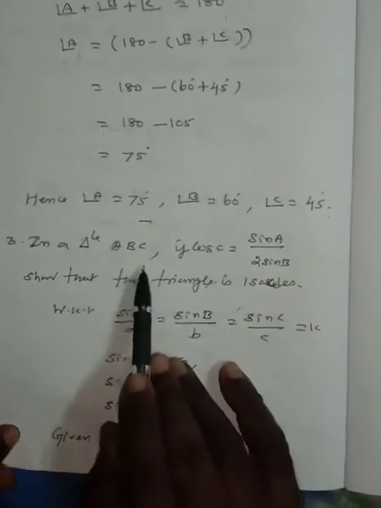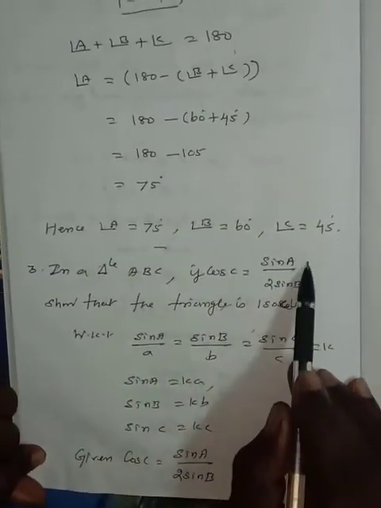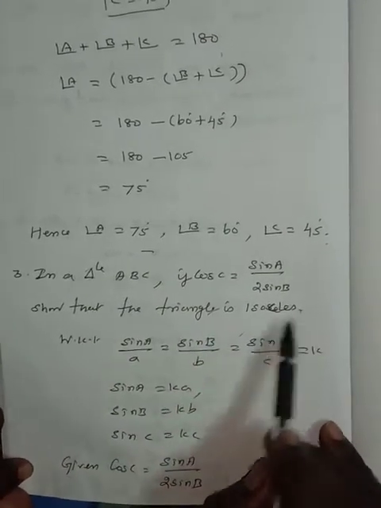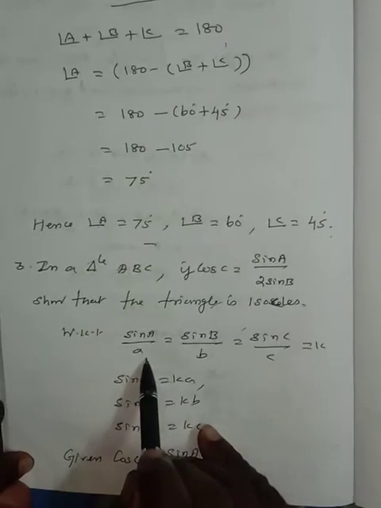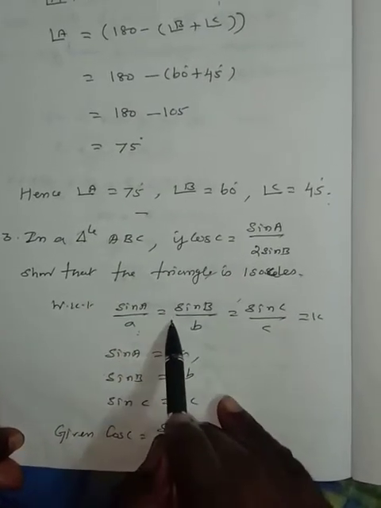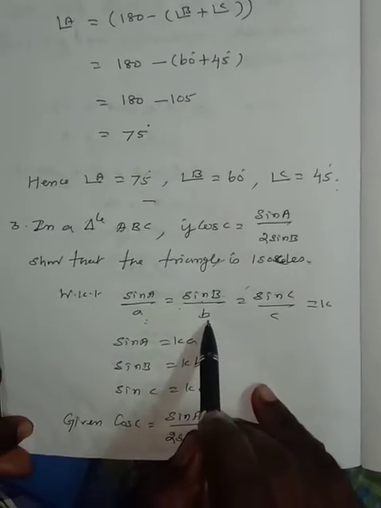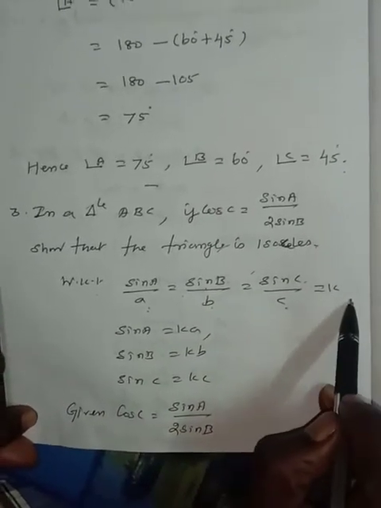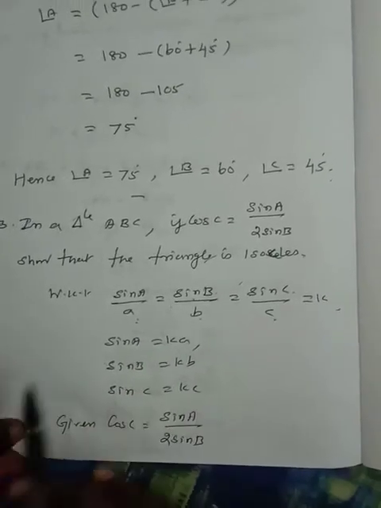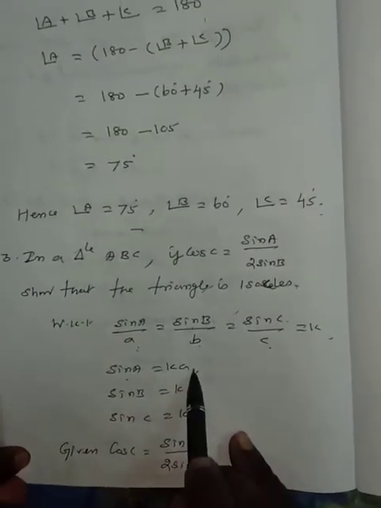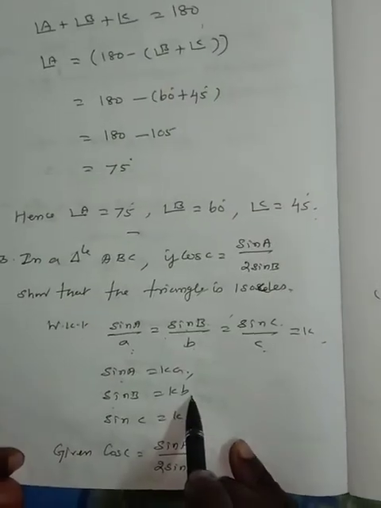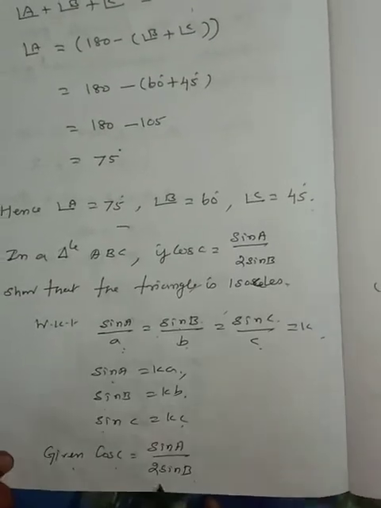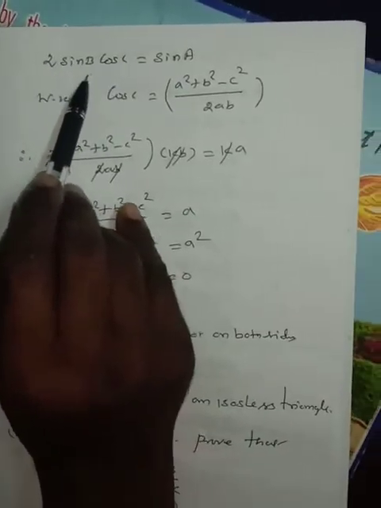Question number 3. In a triangle ABC, if cos C is equal to sin A divided by 2 sin B, show that the triangle is isosceles. We know that sin A divided by side a is equal to sin B divided by side b is equal to sin of angle C divided by side c is equal to K. Therefore sin A is equal to Ka, sin B is equal to Kb, sin C is equal to Kc. Given that cos C is equal to sin A divided by 2 sin B, 2 sin B cos C is equal to sin A.